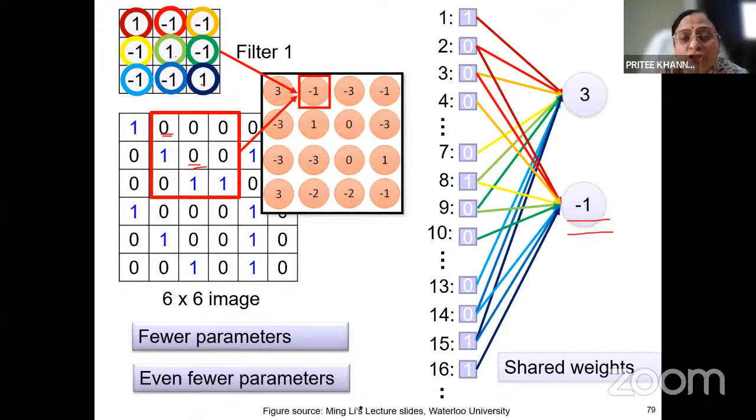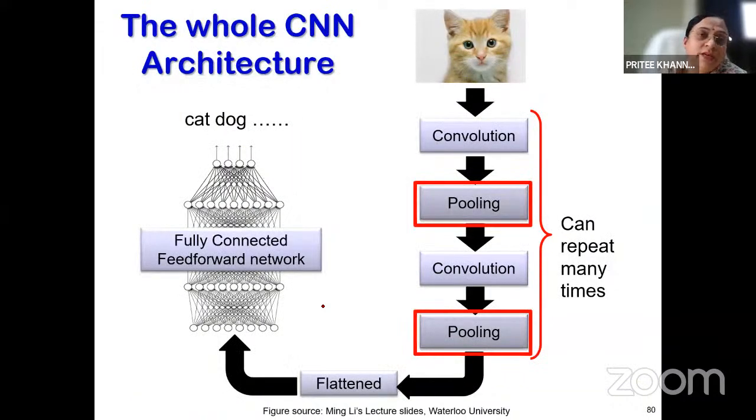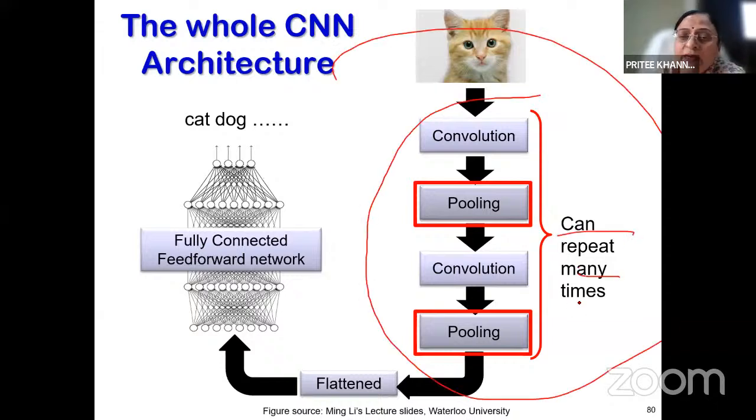Because of weight sharing, even though you are getting fewer parameters, that is the benefit. So with this, if you go to the completely generalized CNN architecture, you can see this picture. Convolution layer, pooling layer, convolution layer, pooling layer, and in fact, as it is written, it can repeat many times. Finally, the last layer is your fully connected feed forward. You have flattened the data, and then finally the classification results are generated.